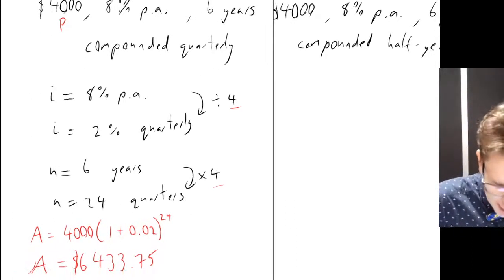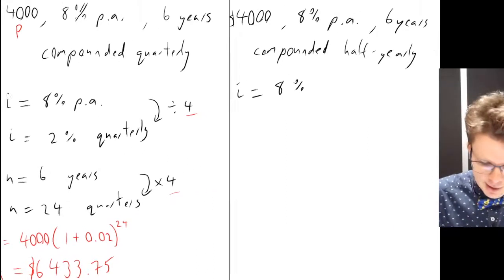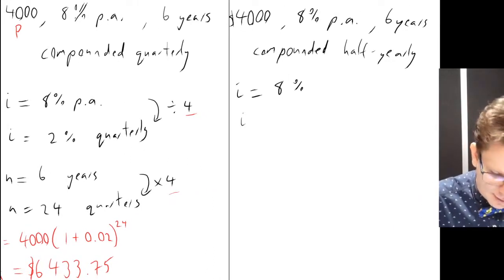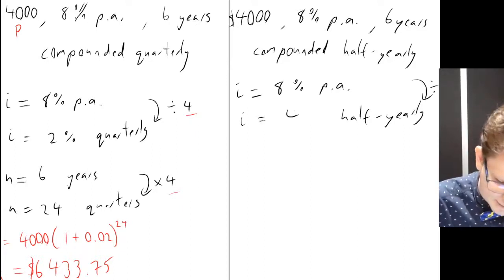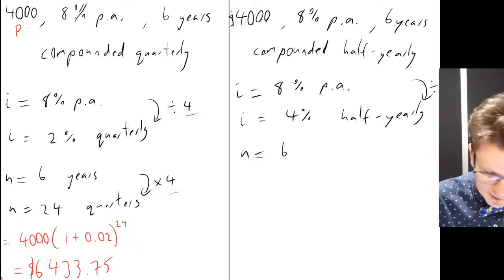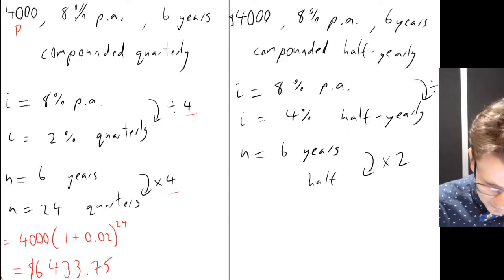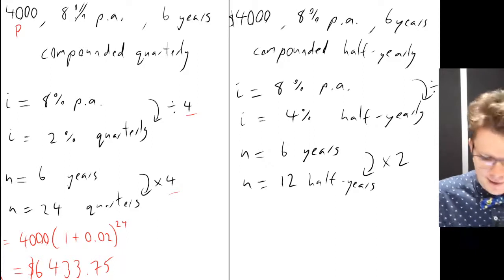Alrighty, so my interest rate of 8% isn't a yearly percentage, and I don't want yearly, I want half yearly. So to make it from per annum to half yearly, I've got to divide by 2. So it's going to give me 4%. But my number of compounding periods has got the reverse problem. It's currently in years, but I need it to be in half years. So that's going to give me 12 half years.